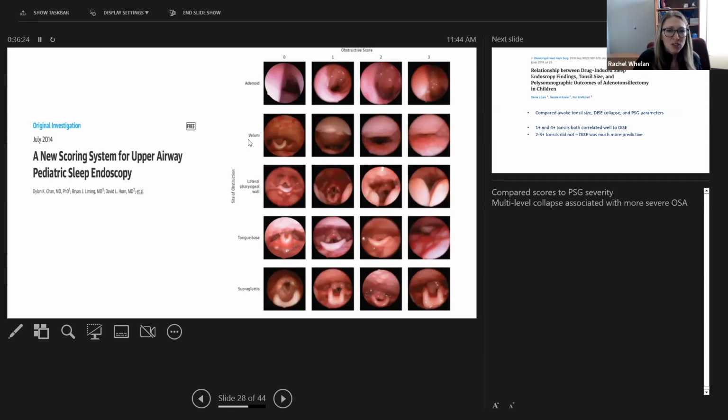So starting superiorly at the level of the adenoids, and then the soft palate, the velum, the lateral walls and the tonsils, and then looking at the tongue base, and then the supraglottis, as well as, I think about the supraglottic structures, and then the epiglottis as a separate supraglottic structure.